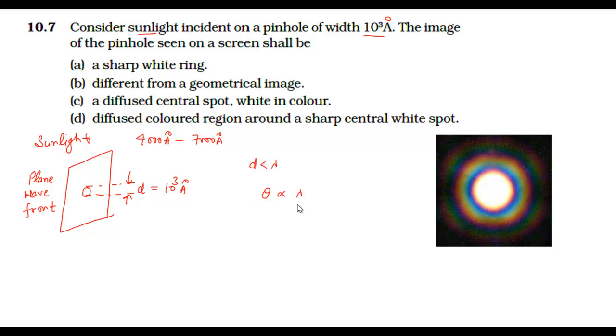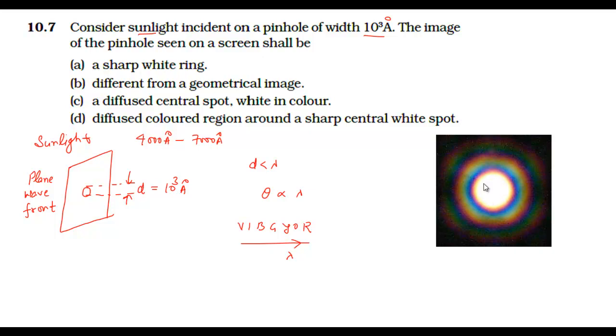So more is the wavelength, more is the diffraction, and we know that sunlight is comprised of these 7 colors. The wavelength is increasing in this order, so more is the wavelength, more is the spread. If we look at this diffraction pattern, which approximately looks like this, not exactly, but you can imagine the same situation.